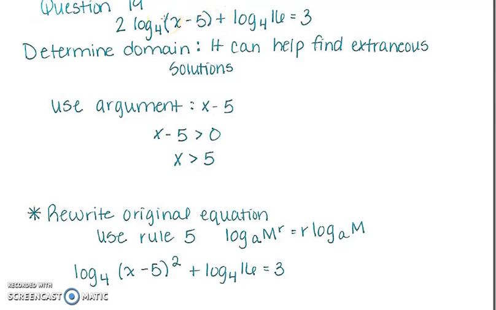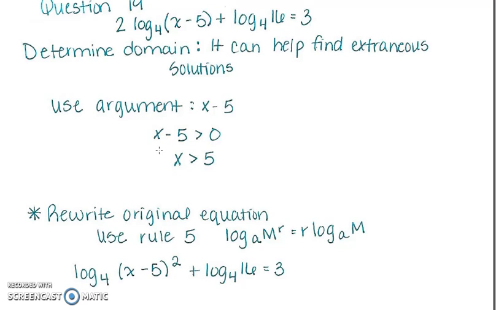So we are going to find where x minus 5 is greater than 0. We now have our domain. So at the end, if we get a solution that is less than 5, we can throw it out because it would be considered extraneous.